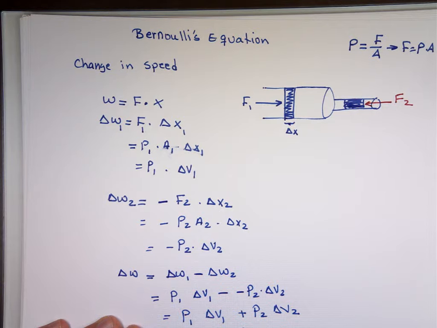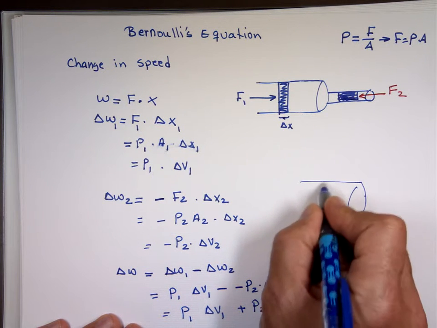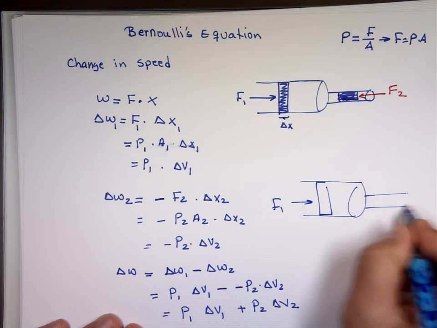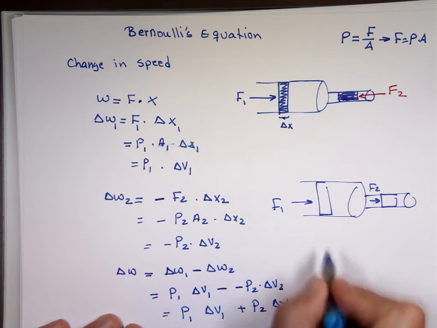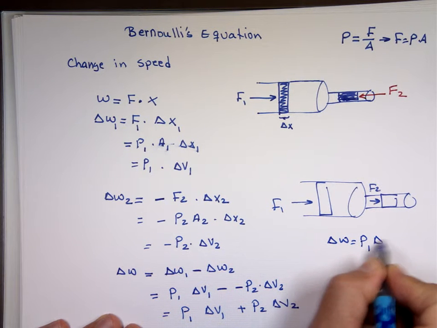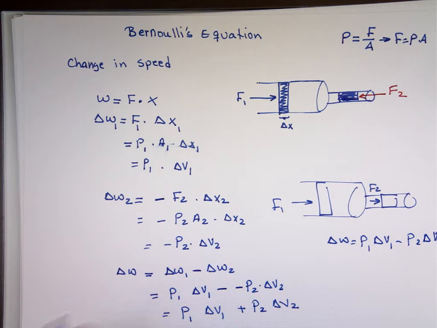Everyone see that? If I go back and redraw that, it depends how you draw the picture there. If this is force 1, and you make this go in that direction, force 2, then the change of work will be P1 delta V1 minus P2 delta V2. Because notice the difference between them, both will be positive work, not negative. So be careful how you draw them. Sometimes they're misleading there.